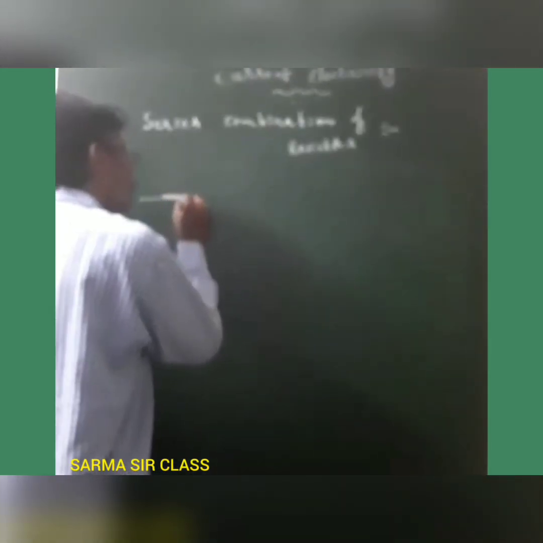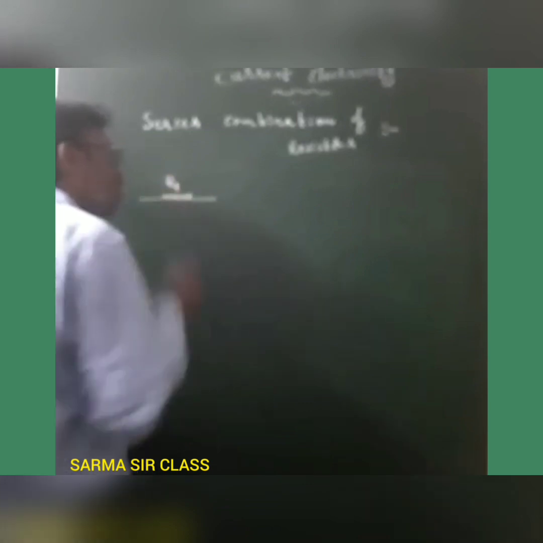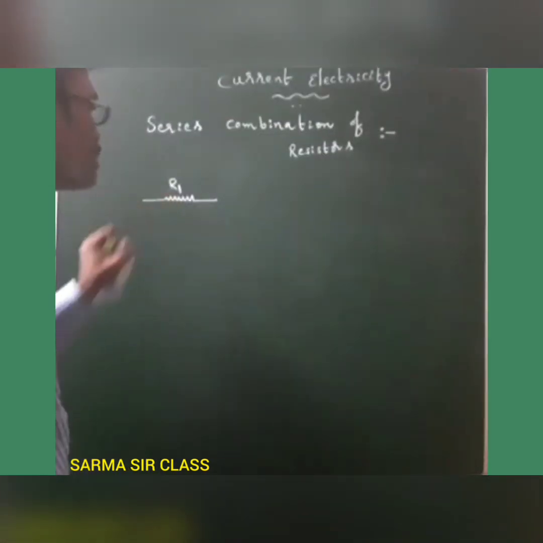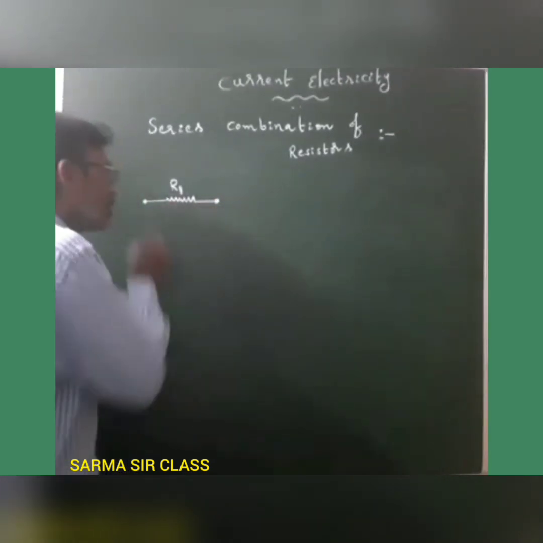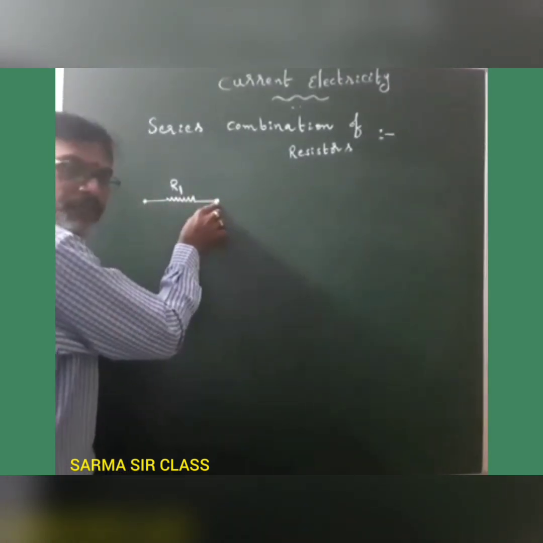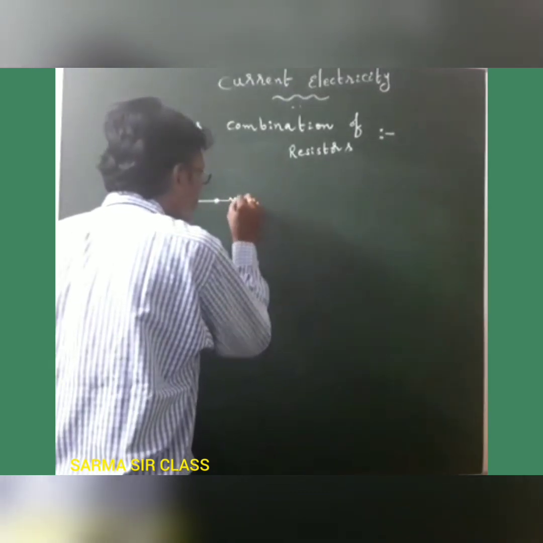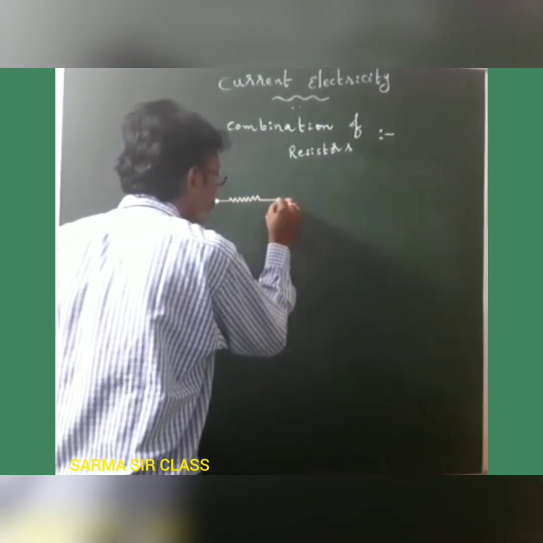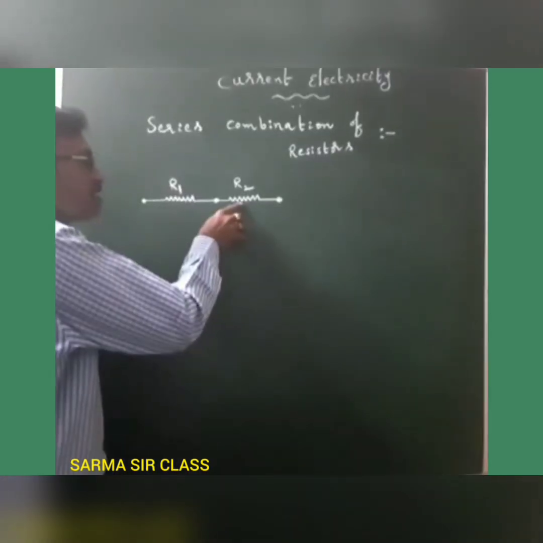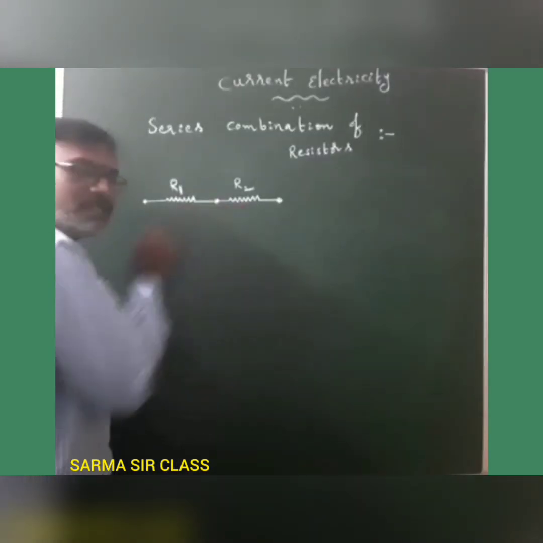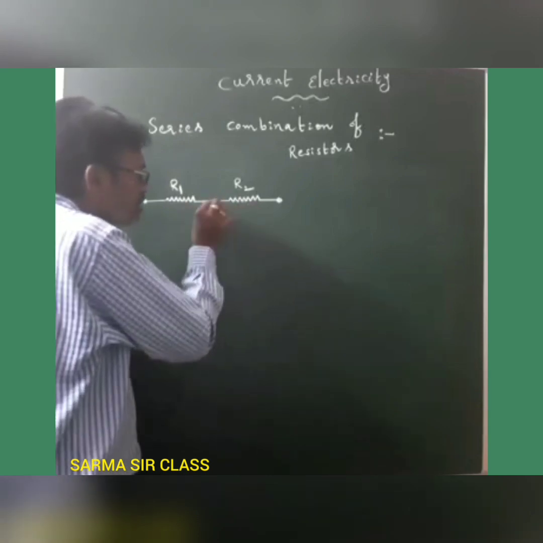This I am naming as R1. The resistance of this resistor is R1. This is the first end, and this is the second end. And then I am taking another resistor here like this. This is R2, the resistance of the second resistor. So now I combine them like this. I arrange the second resistor like this.